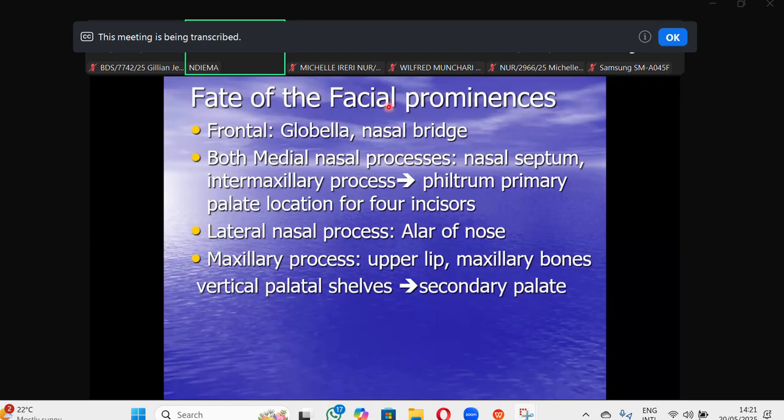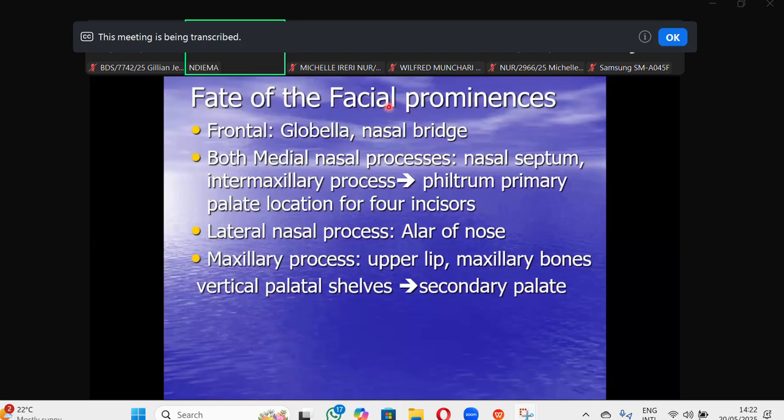Palatal shelves. These arise between the tongue, and sometimes in the 8th week, they raise up. The palatal processes raise up and fuse together to form the secondary palate. So you can see that the palate develops from two parts. The primary palate forms from the intermaxillary process, part of the medial nasal process. And then the secondary palate forms from the maxillary process as the medial projections from the maxillary process.